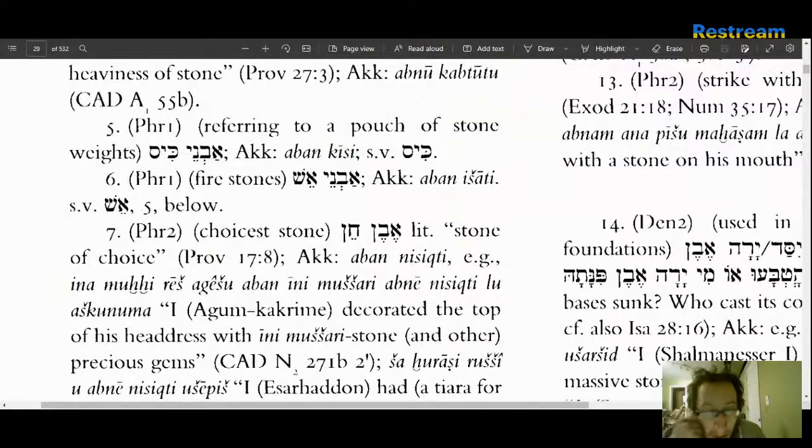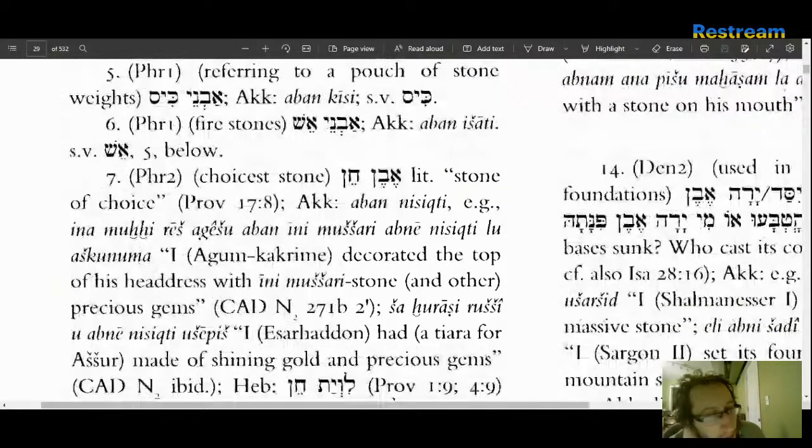So firestones, stones of fire, Abni Esh or Ash. Akkadian, Aban Ishati. So it's the same words used. Choicest stone, Aban Hen. Now, hen often can mean grace, I'm pretty sure. But literally stone of choice or choice stone, Aban Hen. And here in Akkadian, you have Aban Nisikti. So in this case, this word is not the same as this word, but it means essentially the same thing. It means choice stone.